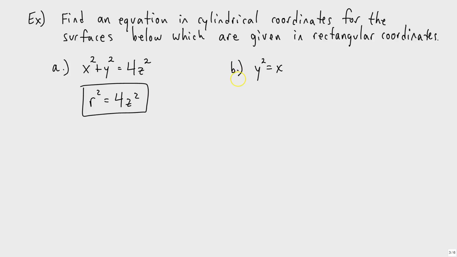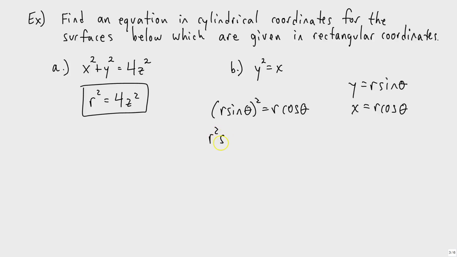For b, we've got y squared equals x. Well, we know that y is r sine theta. So y squared would just be r sine theta squared equals, well, x is r cosine theta. So this will equal r cosine theta. And then we'll have r squared sine squared theta minus r cosine theta equals 0. Factor out an r.